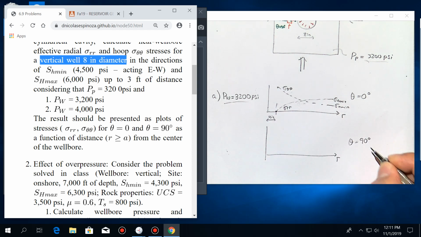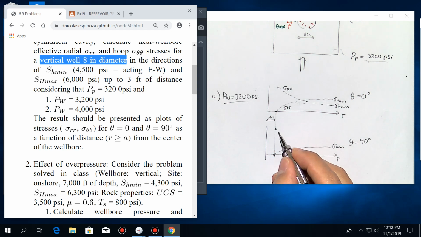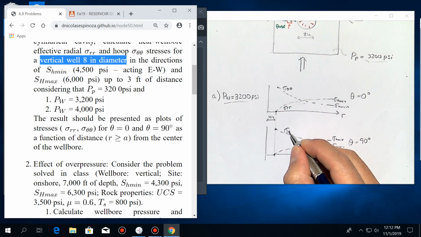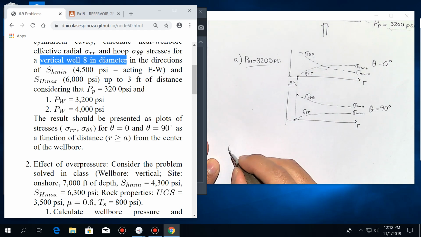And when you do the same for theta equal to 90 degrees, for the same pressure, again, sigma RR is going to start at some value over here at the radius, but then sigma RR is going to go to sigma H min. And sigma theta theta, now I'm positively sure it's going to be a large positive value. It's going to be a large compression, and it's going to tend to sigma H max. And you have to repeat this also for a pressure in the wellbore equal to 4,000.